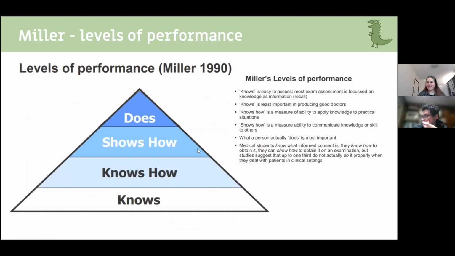That was Bloom's. And Miller, the last model you kind of have to be aware of. Miller was like, let's simplify it a bit. Bloom's is a bit complicated. Let's say there's only 4. There's knows, so like knowing a fact, recall. There's knows how, so knowing a process. So like knowing there are eggs is easier than knowing how to make an omelet.